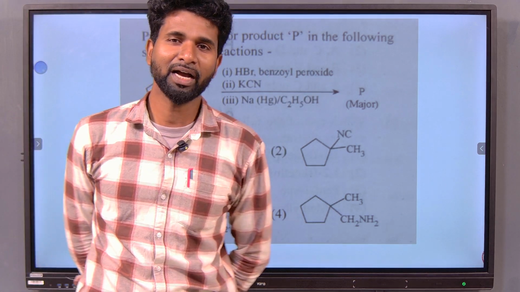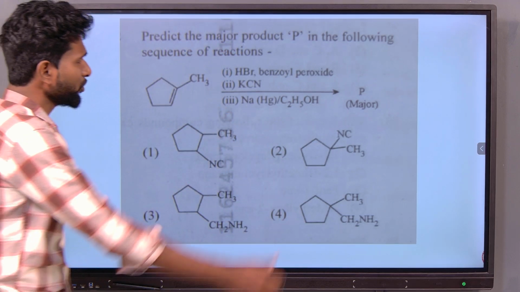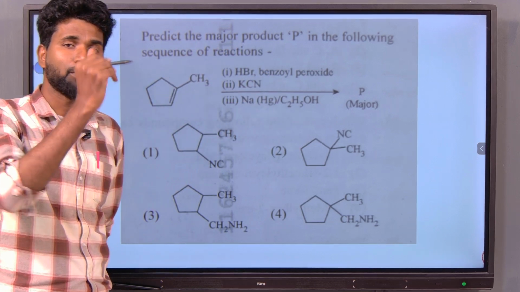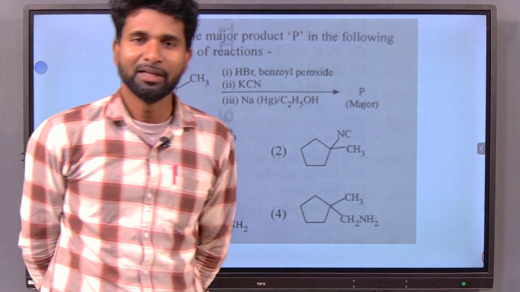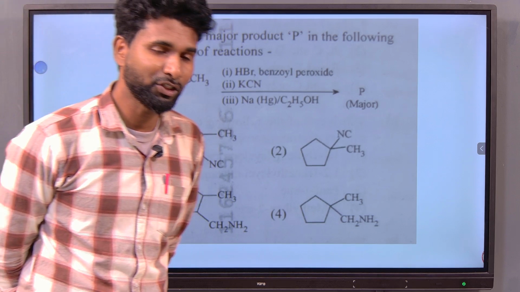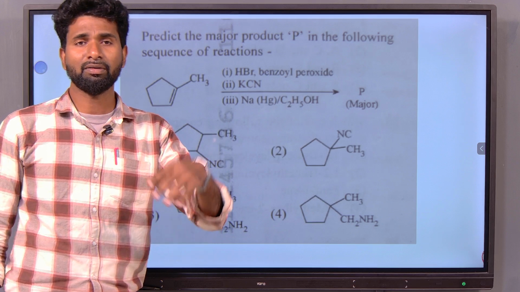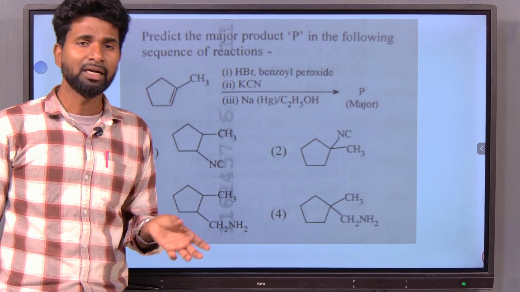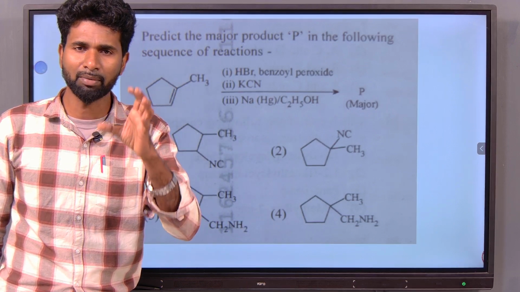Here, addition of HBr is taking place. In the presence of peroxide, we have to add HBr to the unsymmetrical alkene. Normally we follow the Markovnikov rule. What is the Markovnikov rule? When HBr adds to an unsymmetrical alkene, the hydrogen is preferentially added to the double-bonded carbon which contains the more number of hydrogen atoms. This is called the Markovnikov rule.